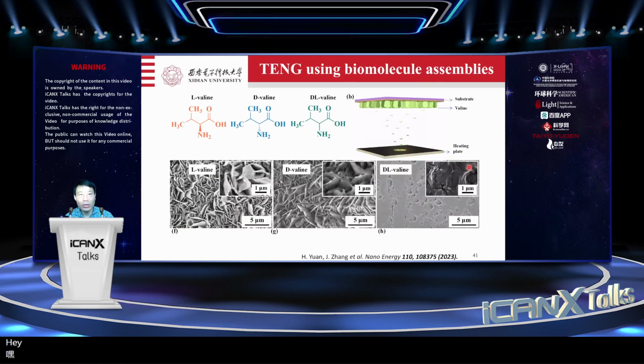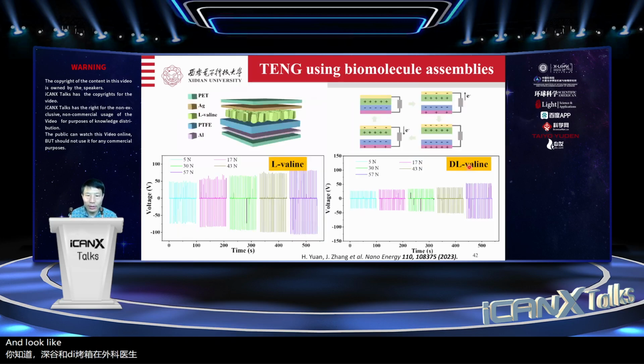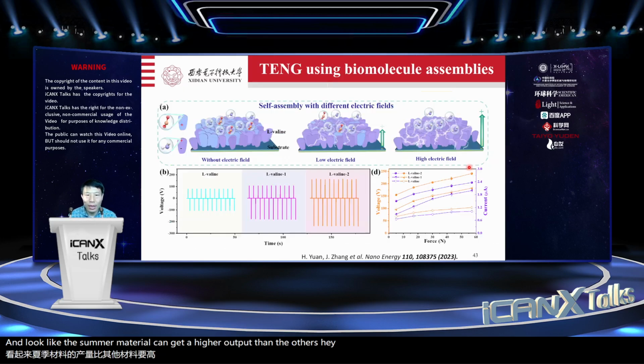And not only piezoelectric nanogenerators, we even fabricated triboelectric nanogenerators using these biomolecule assemblies. In this case, we studied valine, D-type valine and DL-valine, etc. And it looks like some materials can get a higher output than the others. In this study, the most important discovery is that even for the same material, it can further increase its output. How? We use an electric field during the growth.